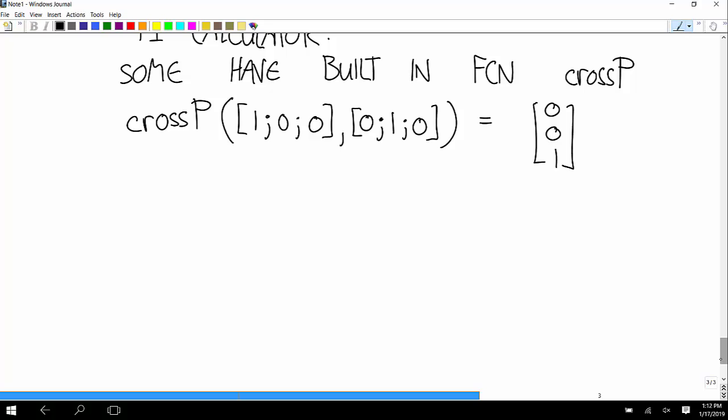So here are some things to notice about the cross product. The first one is, this is one example of the y-axis always has to be the weird one.